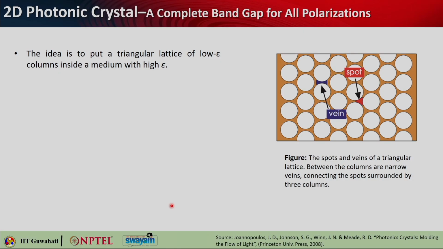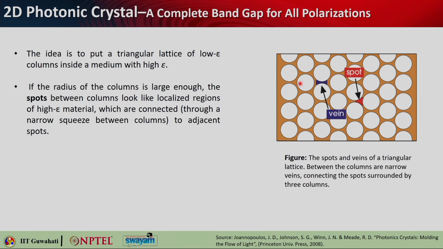Now, what are the ideas here? The idea is to put a triangular lattice of low permittivity columns inside a medium of high permittivity. So, how does it help? You will see that these particular connectors of the material work as the veins. If the radius of the column is large enough that the spots between the columns look like localized regions of high permittivity material, which are connected through narrow squeezes between the columns to the adjacent spots, then you have to make sure these veins are very narrow.